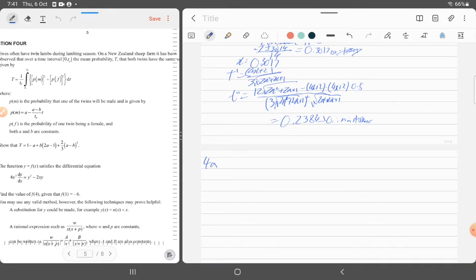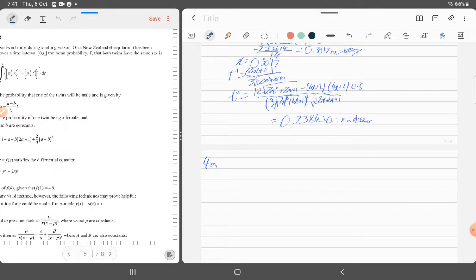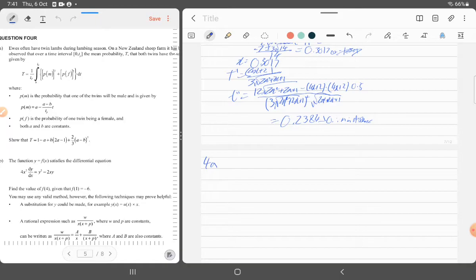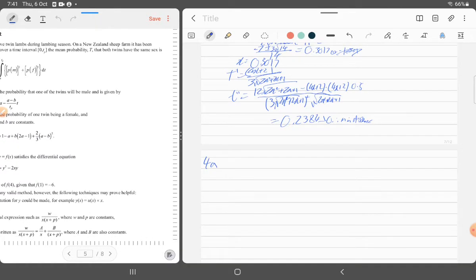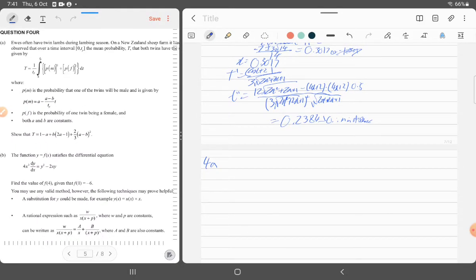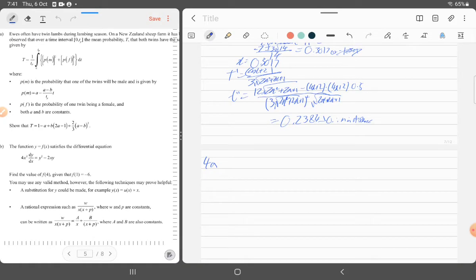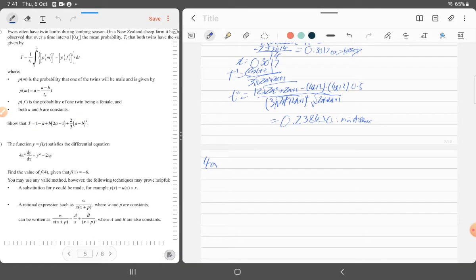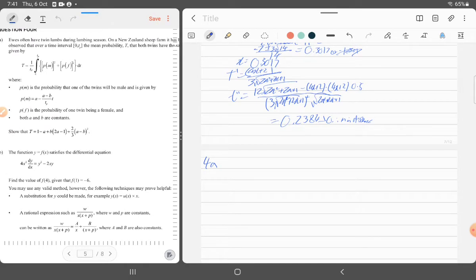Ewes often have twin lambs during their lambing seasons. On a New Zealand sheep farm, it has been observed that over time at intervals 0 to TP, the mean probability that both twins have the same sex is given by 1 over TP integral from 0 to TP of the probability of male squared plus the probability of female squared, integrated with respect to dt.